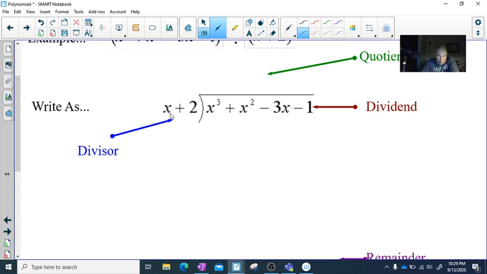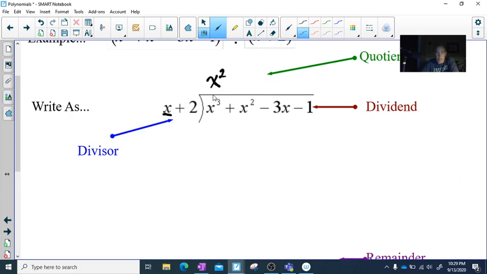Now, even though there are 2 terms here, you only look at the first one. And you say, how many times could I multiply x by some other power of x to get x to the 3rd? Well, the answer is x squared. And you're going to put x squared up here.